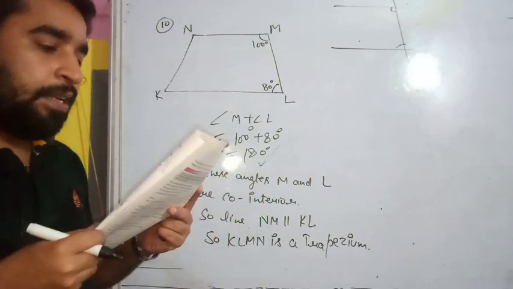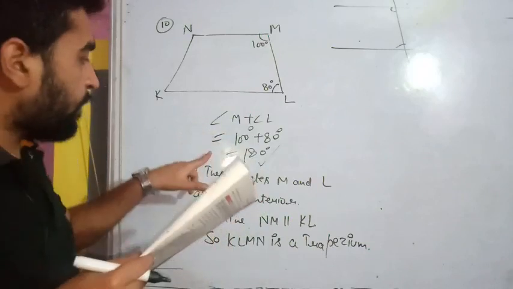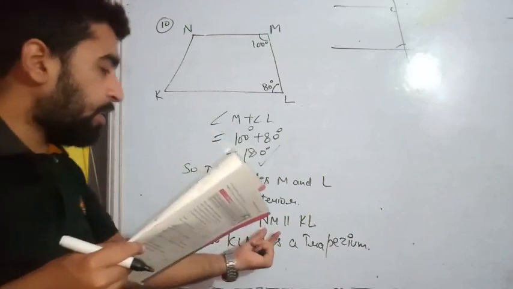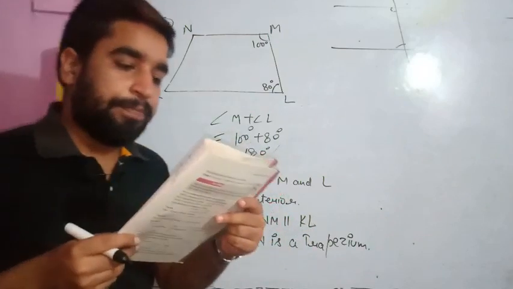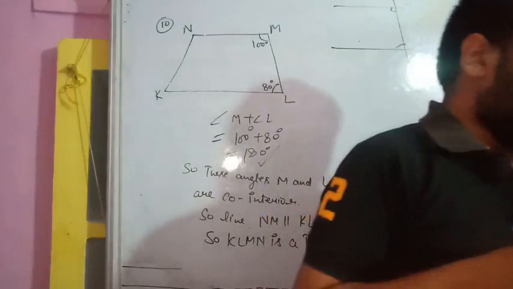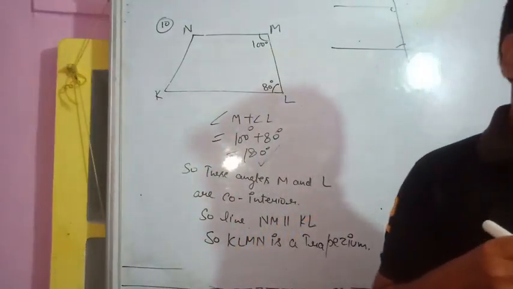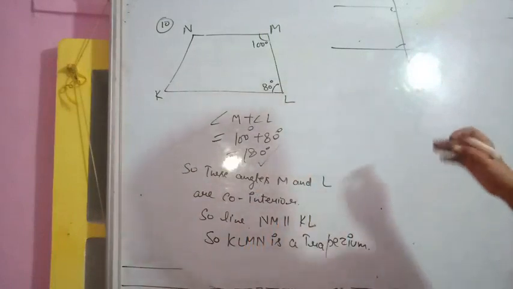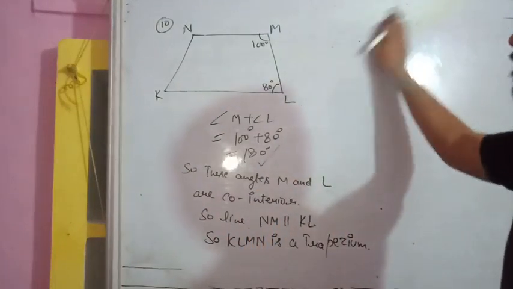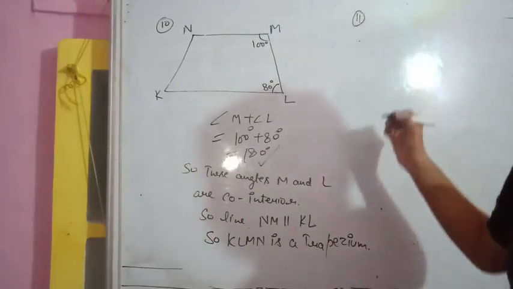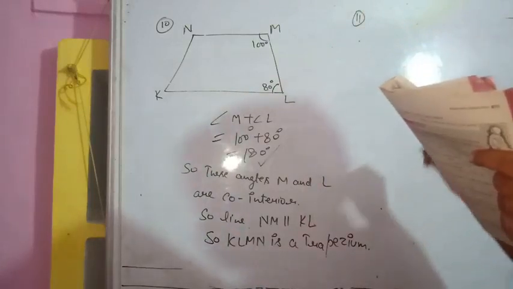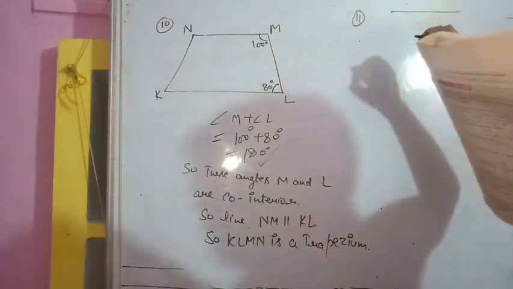Another figure is given, and one more thing was asked. So already we have written that NM is parallel to KL. Now students, one more figure is given in question number 11. We have to calculate the measurement of angle C. Question number 11, let me draw.